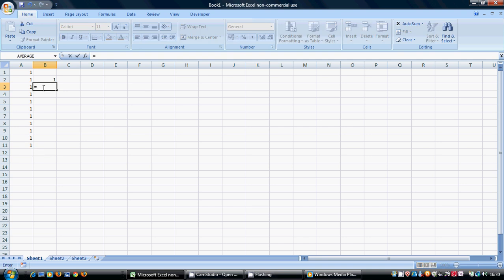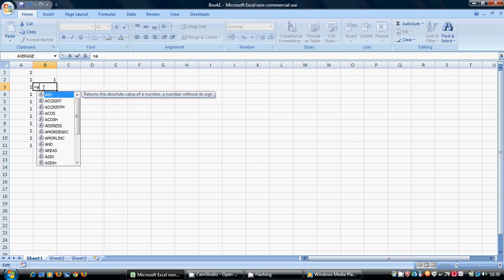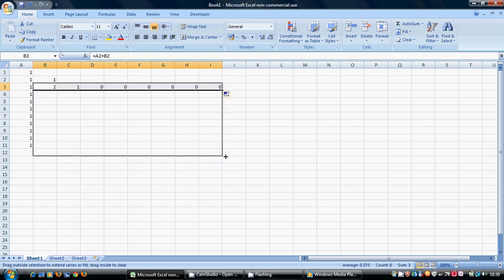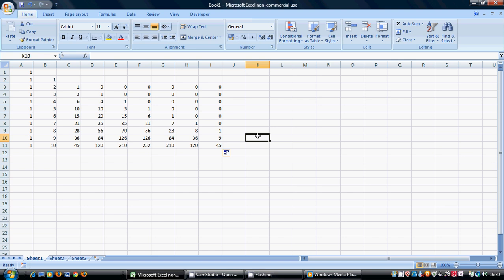Okay, so now we need to do this column, the cell here, equals A2, which is the one above it, diagonally above, sorry, and B2, which is the one above it, enter. Drag it right across there, and right down. And you can see here that we have the first 8 rows of Pascal's triangle.